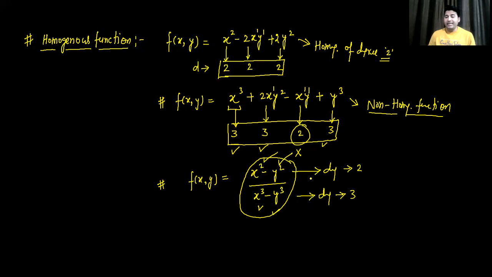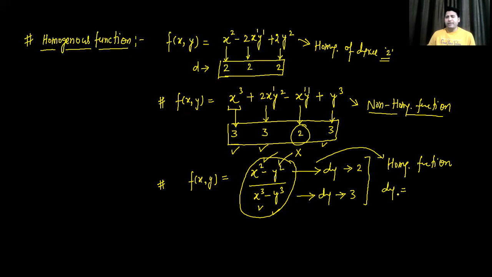So as a result, their fraction is also a homogeneous function. So I'm getting a concept over here. That is, this function is what? A homogeneous function. This function is a homogeneous function. And what about its degree?